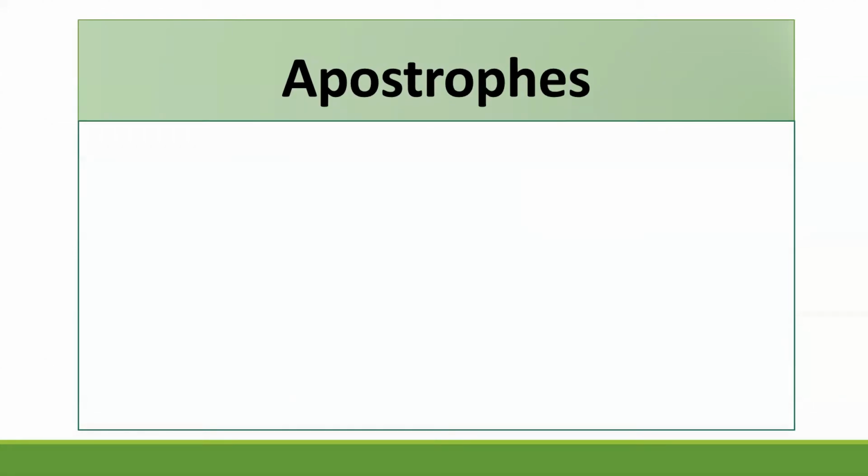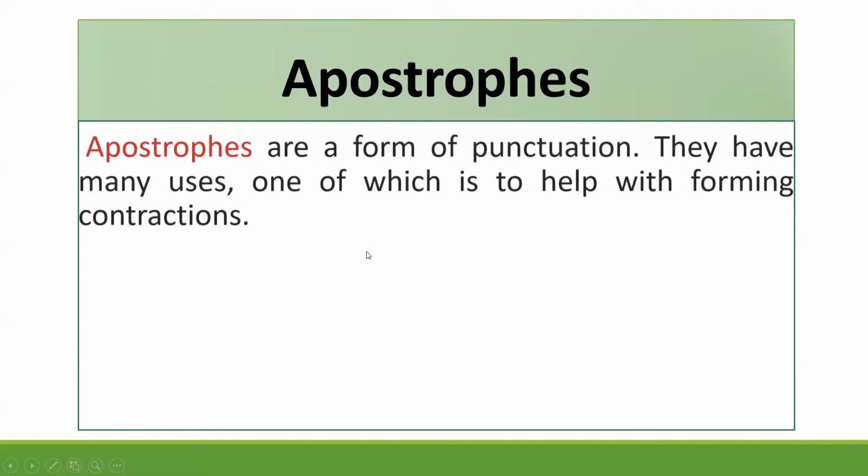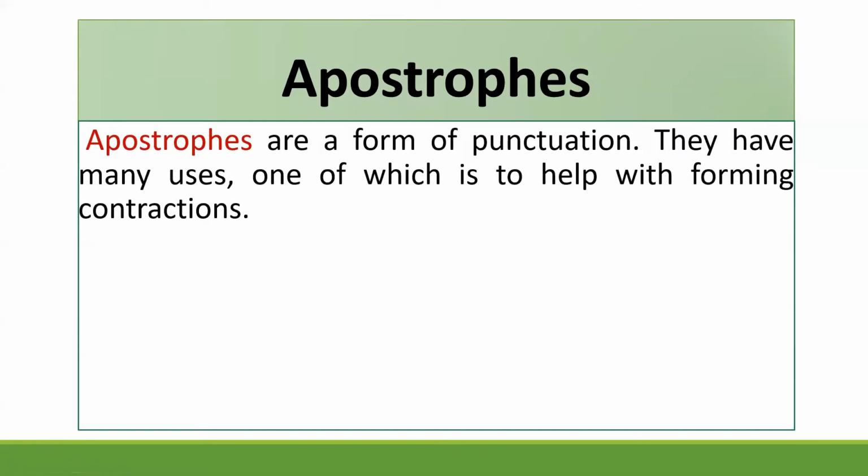Okay, so there are many types of contractions. Before that, we will know first what an apostrophe is. So again, we have the word apostrophes. Can you please repeat after me? Apostrophes. Apostrophes. Okay. Apostrophe. And then turn off again your microphone, please. So apostrophes are a form of punctuation. They have many uses, and one of which is to help form contractions.